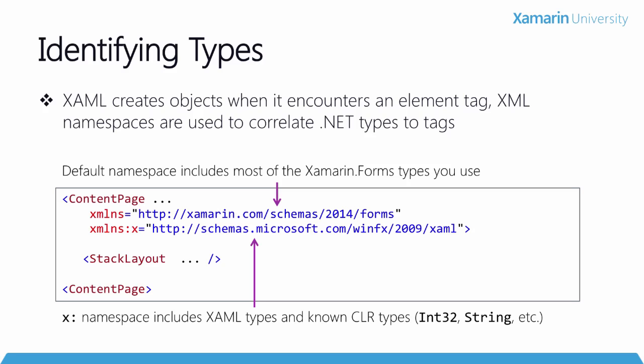There's a second namespace defined named X. This will be the same definition no matter what technology you're working with, and it defines all the available XAML keywords. We'll see one in just a moment. This is also where you will find the intrinsic CLR types, like strings, integers, and doubles. These two namespaces will be present in every XAML file that you create.